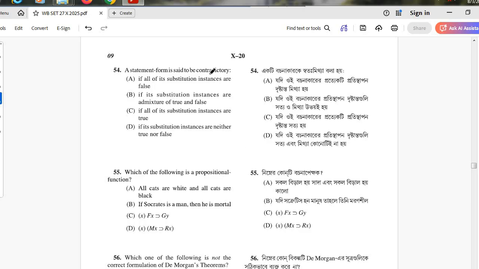And the correct answer, that is contradictory, is option A. Question 54: contradictory is always false. अगर admixture true and false होगी तो contingent, अगर all are true होगी तो वो होगी क्या, tautology.